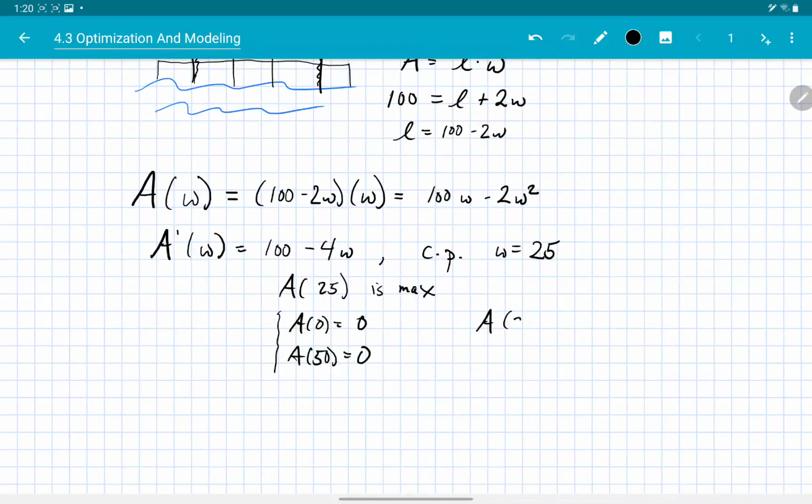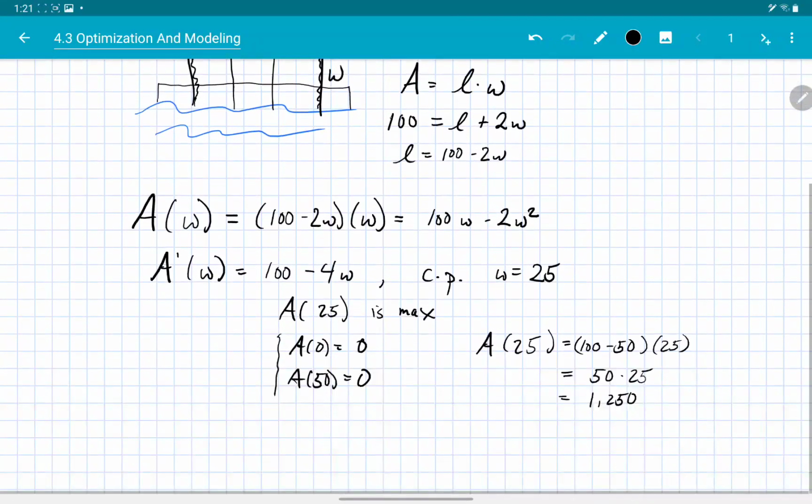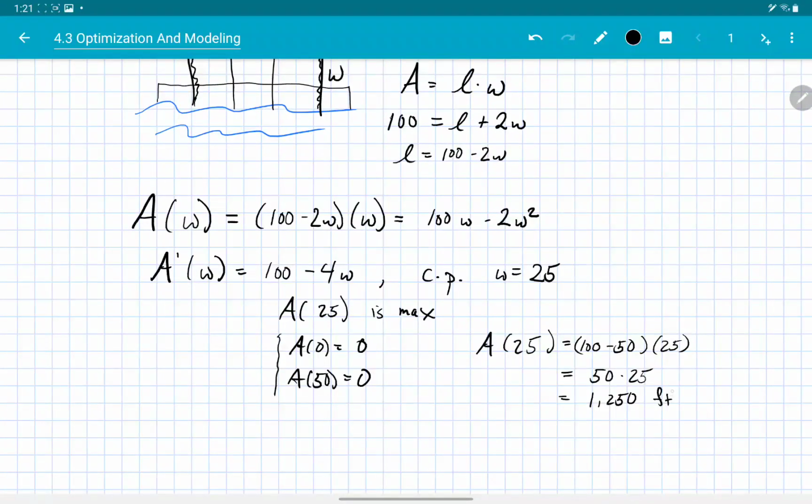And what is it? A of 25 is 100 minus 50 times 25. So it's going to be 50 times 25, which is 1,250. Do we have units here? Feet. So this will be square feet. And that's the largest possible area we can enclose with just 100 feet of fencing.